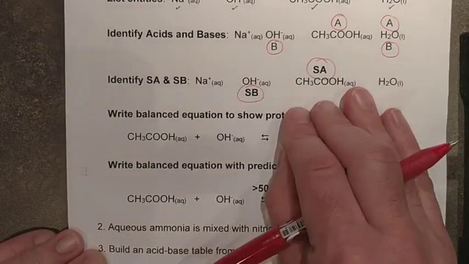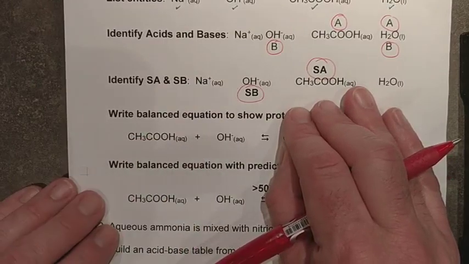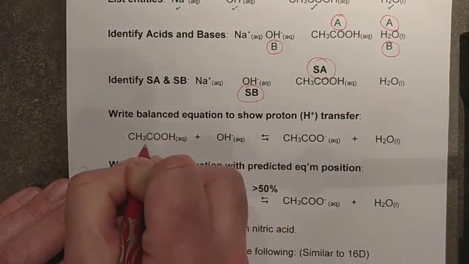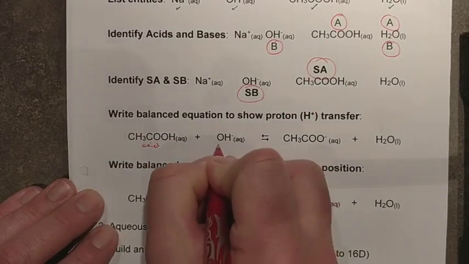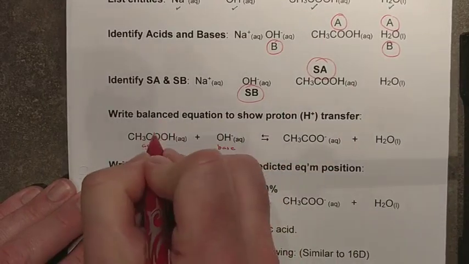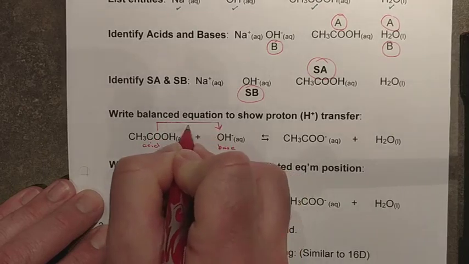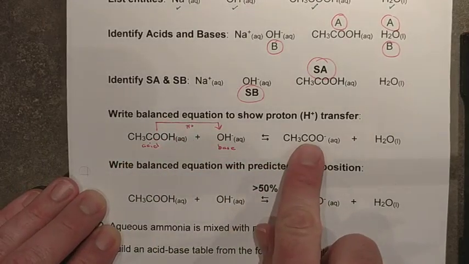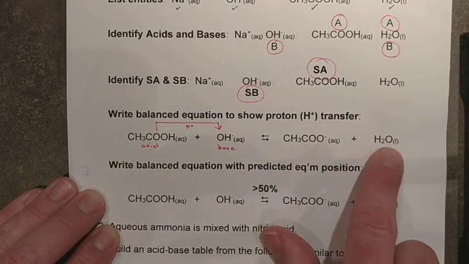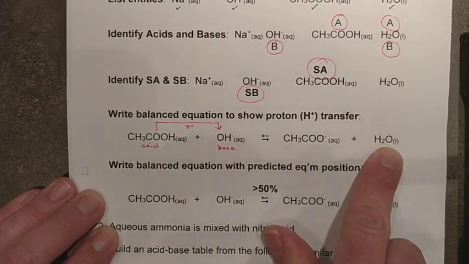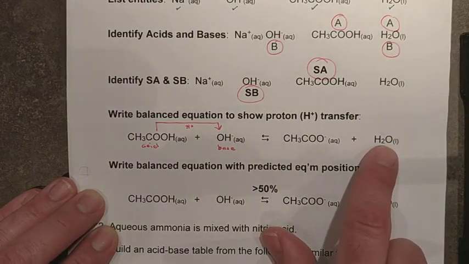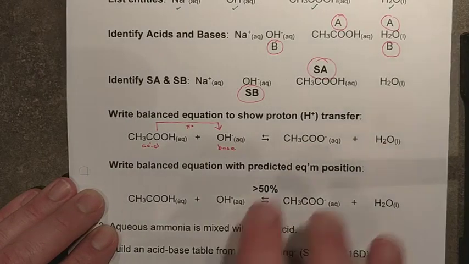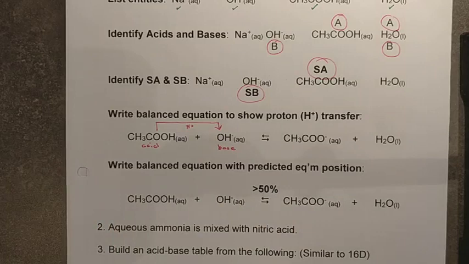So what we can do now is write our two reactants. Acetic acid being our acid in this case, and hydroxide being our base, means the proton must move that way. We can now predict our products. Acetic acid should turn into acetate ion as it gives up its hydrogen, and hydroxide gaining that should turn into water as a product. All right, what we want to do now is try and predict this position of equilibrium.